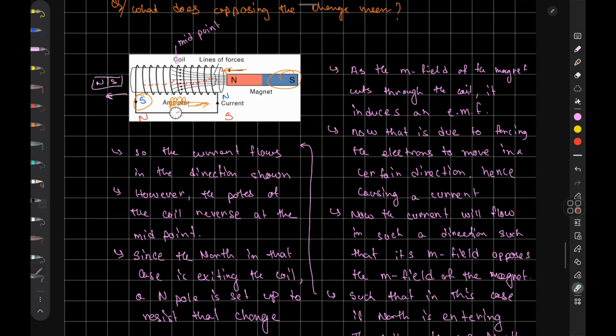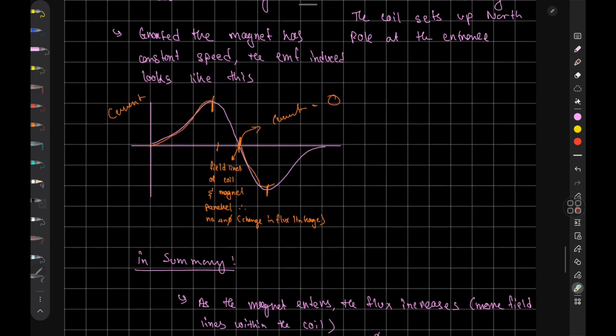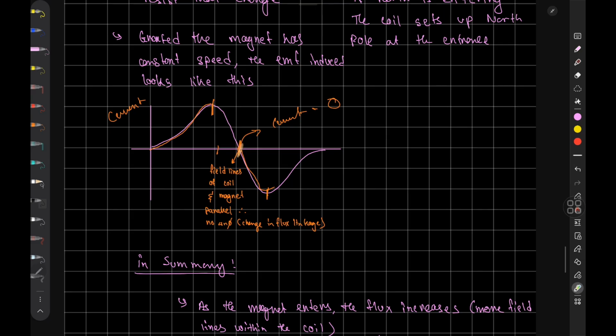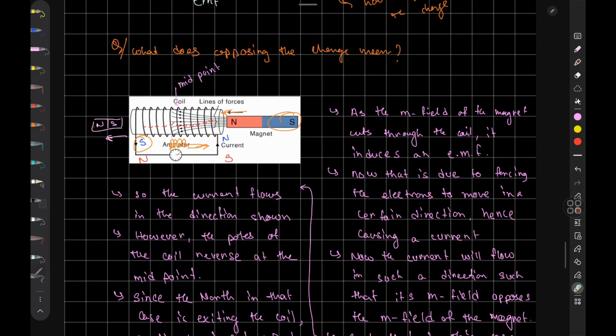But anyways, at the exact middle position, it drops down to 0, because flux change over here is pretty much 0. All of the field lines that were being cut are already being cut, and whatever amount of field lines were in the plane normal to the field line is already there. Nothing is changing. There's no change in flux.